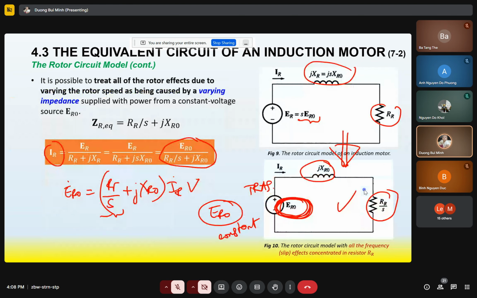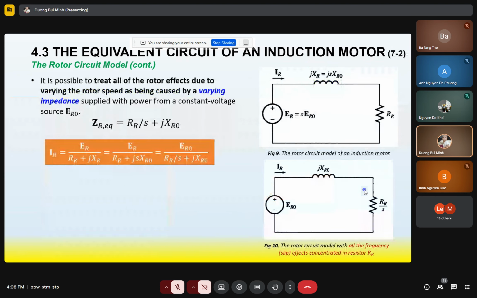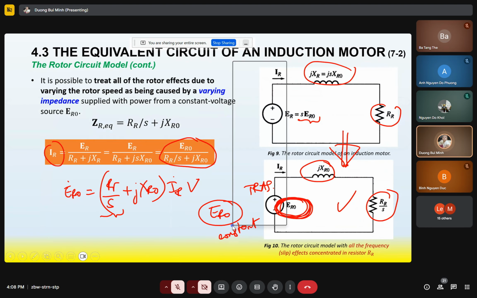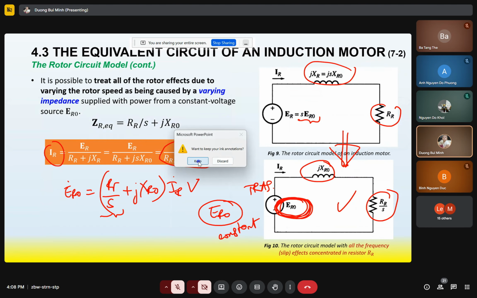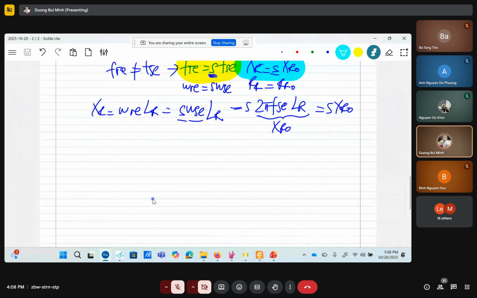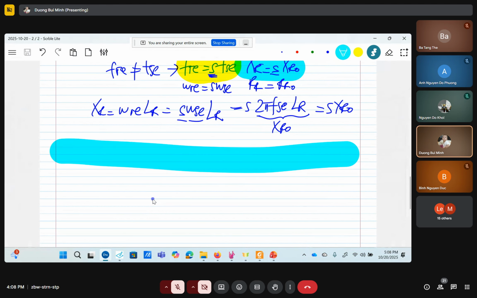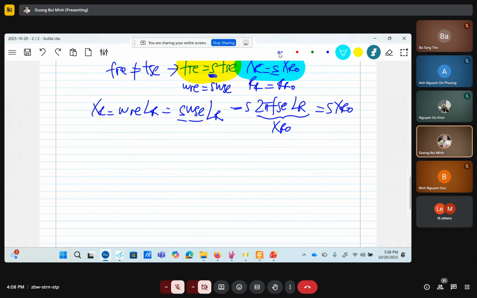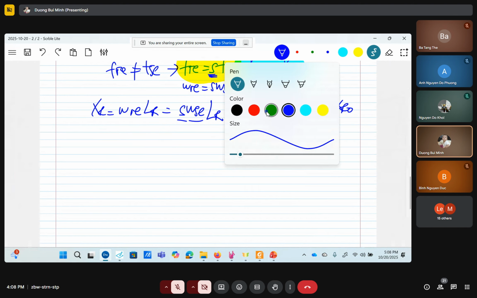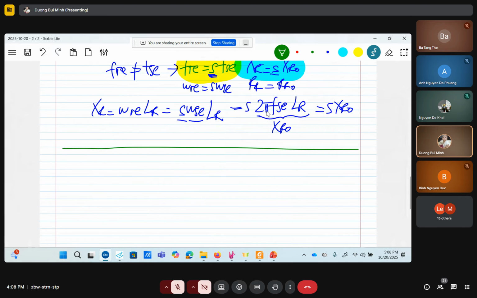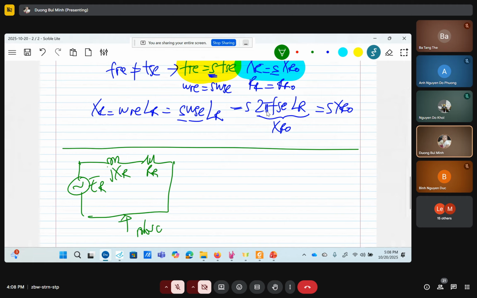Okay, so we stop now at slide 30. Summary. At the beginning, we have here ER, and this one is jXR. This is RR. This is the rotor circuit.